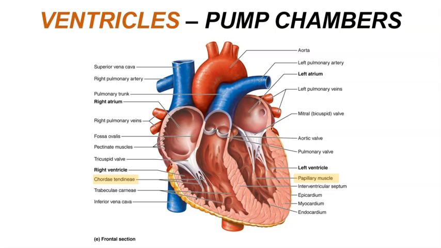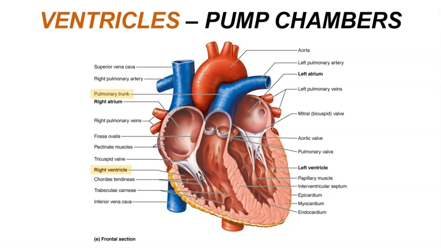So when the ventricles contract, the papillary muscles will also contract, and they will put tension on the chordae tendineae. The cords will prevent the bicuspid and tricuspid valves from being forced back into the atria when the ventricles contract and generate pressure.